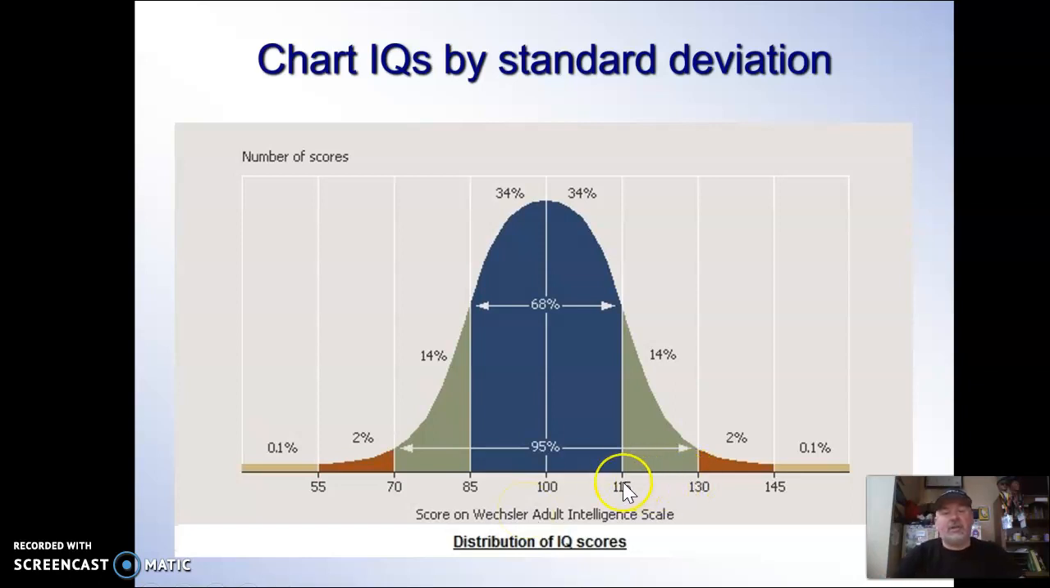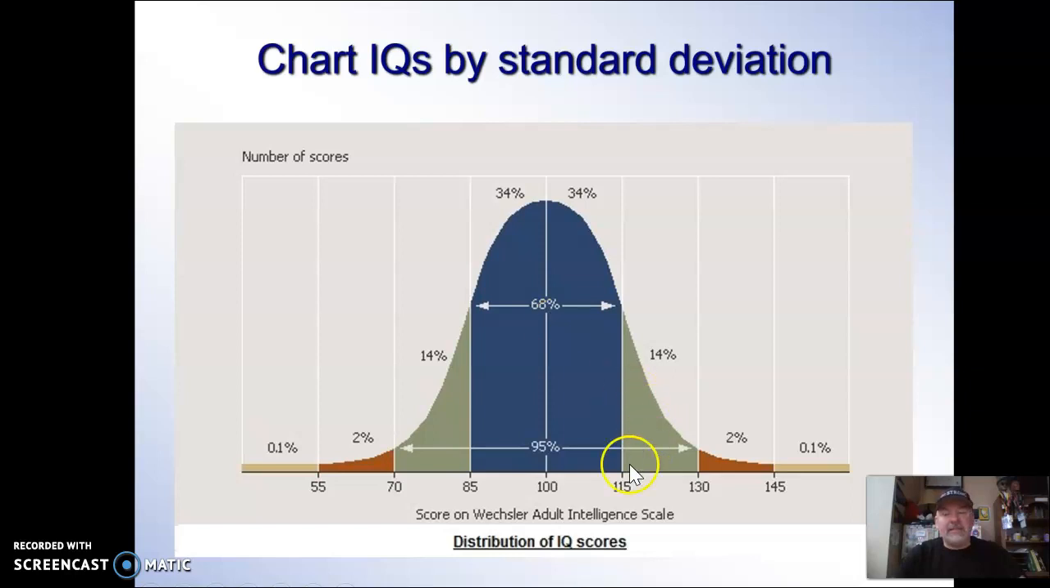Let's say you took an IQ test and you scored a 115. That's good. Now, here's the question. How many people scored higher than you did? All you have to do is add it up. 14 plus 2 plus 0.1. So a little over 16% of the people scored higher than you on the IQ test, and about 84%-ish scored lower than you.